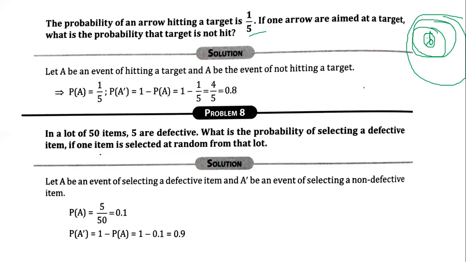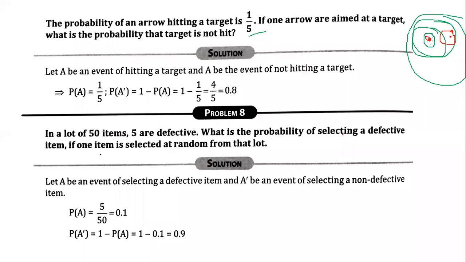If one arrow is aimed at the target, now let's say we are doing a shooting competition. Now in the shooting competition, we have been given a target. Let's say here is the target. This place is the target. Now this target has to be hit by the person. Now we are not talking about will they hit, we are talking about they will not hit. Let's say instead of shooting here, the person will shoot in this place.